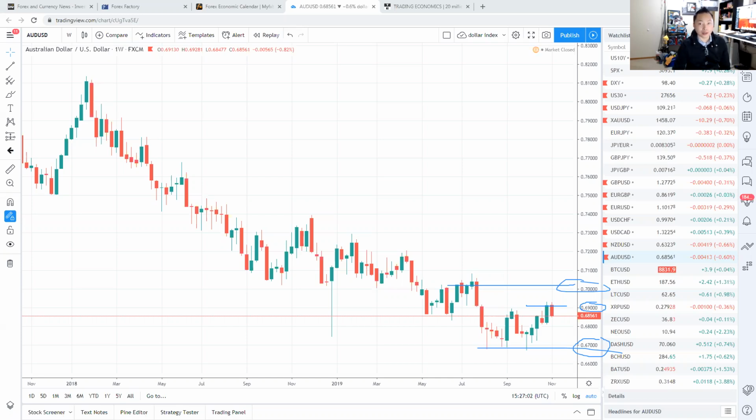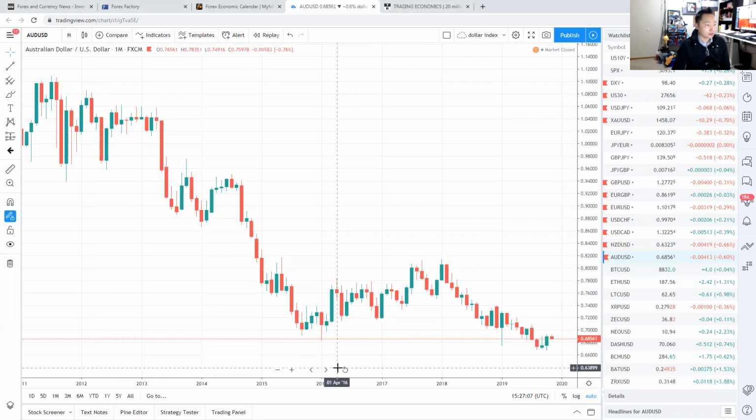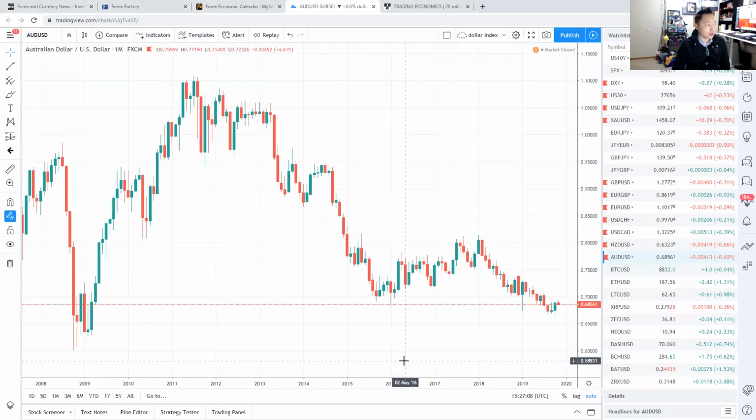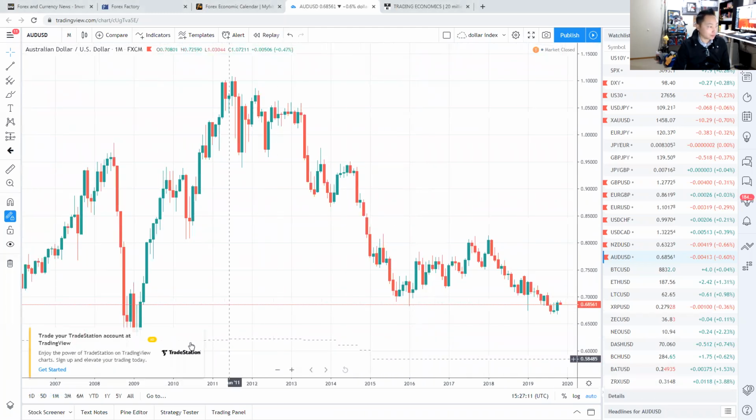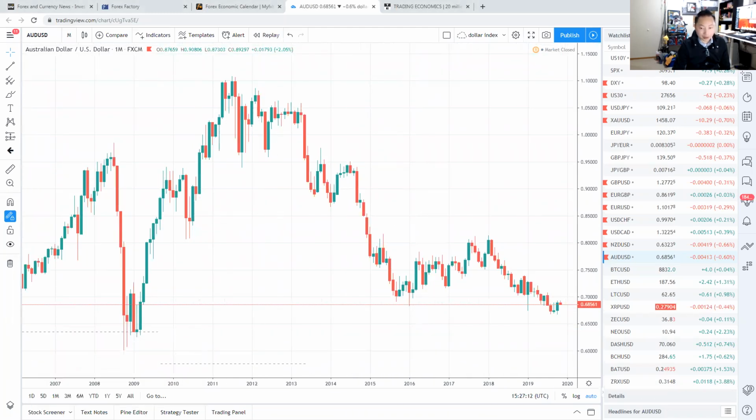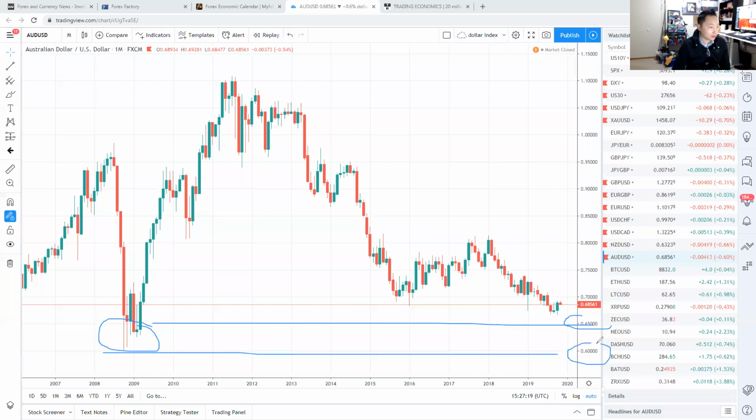Now, if you look at the monthly chart, it is still overall downtrending. And I've got my eyes set on this price here, 65 and maybe 60 cents at the very lowest, to create a double bottom structure and then come retest a really, really high price. And that's what I'm looking at right now.